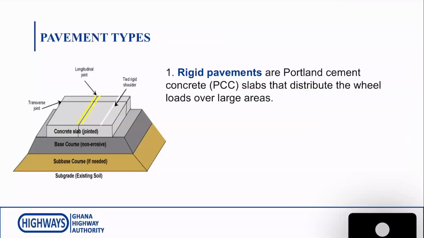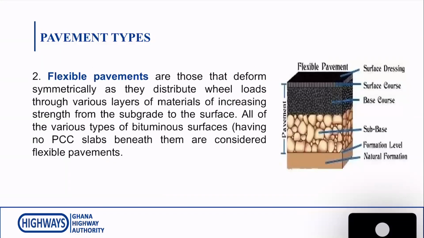Now, we spoke about rigid pavements, and we said they are Portland cement PCC slabs that distribute wheel loads over large areas. We also said that they could be placed over a prepared subgrade base or a combination of base and sub-base courses. We also discussed flexible pavements, those that deform symmetrically and distribute wheel loads through various layers.